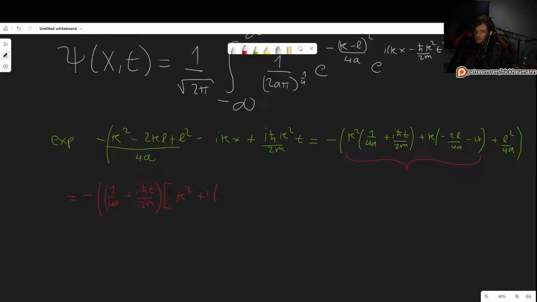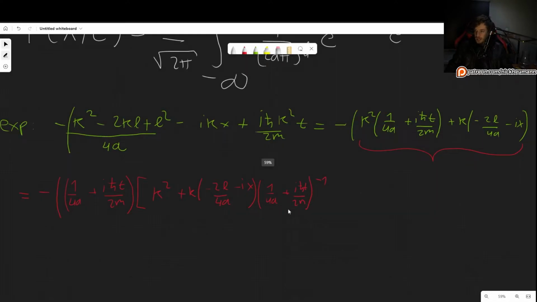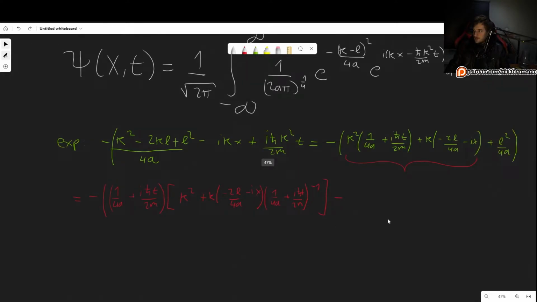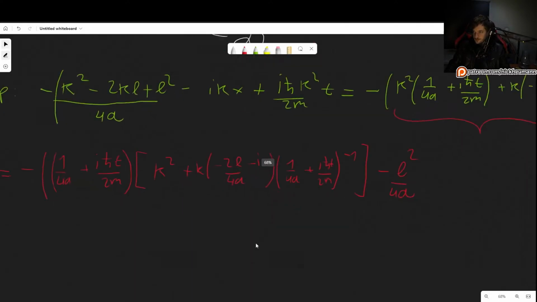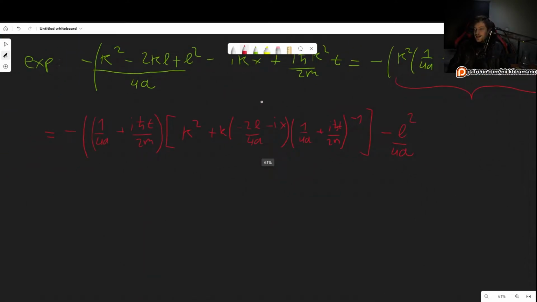So what we are left with is k times minus 2l minus ix, divided by 4a. And now we need to multiply this by 1 over 4a plus i h bar t over 2m to the minus 1, right? So we are dividing by that. But I don't want to write it down here because it's too chaotic. And then finally, we still have our constant terms that are here, this minus L squared over 4a. Okay, so this thing looks a little bit nasty, but let's not worry too much for now.